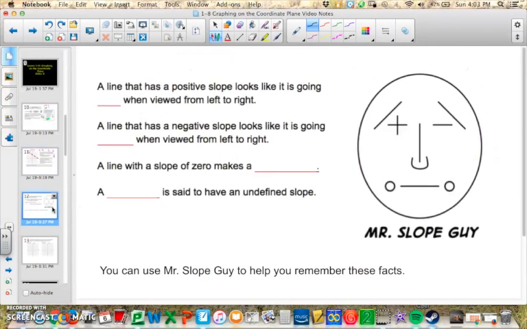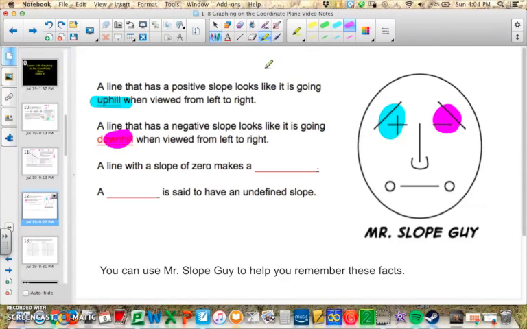Alright, we do have a little memory trick that can help us with some of our slopes. Anytime that you are going to have a positive slope, anytime that that fraction or number in front of there is a positive number, it's going to look like it is going uphill. And that can be represented in Mr. Slope Guy in the eyeball over here. If we have a line that has a negative slope, it is going to be going downhill, and that can be represented in the other eye over here.